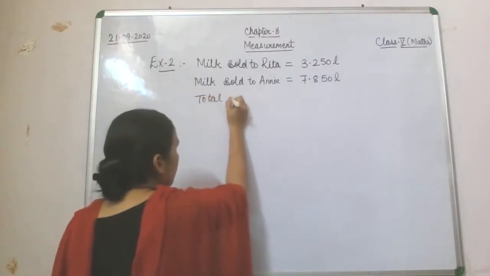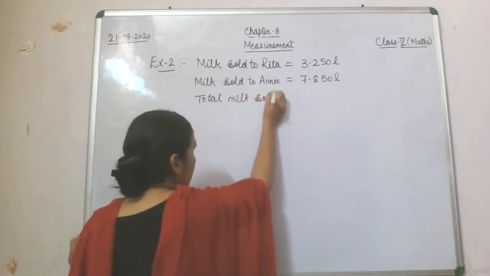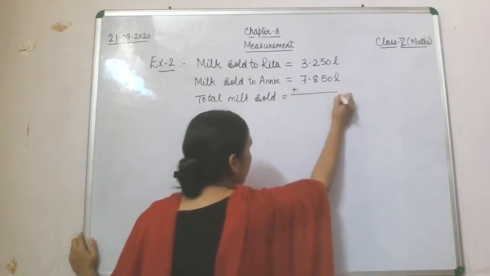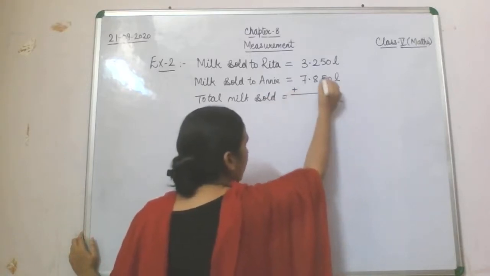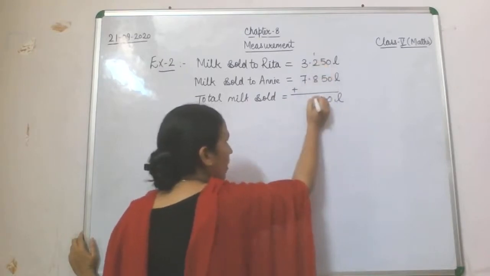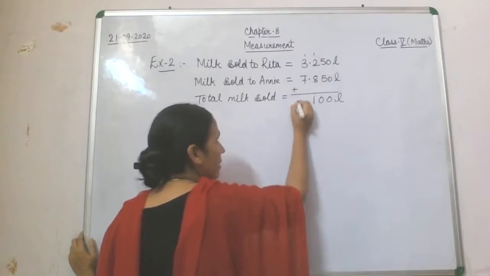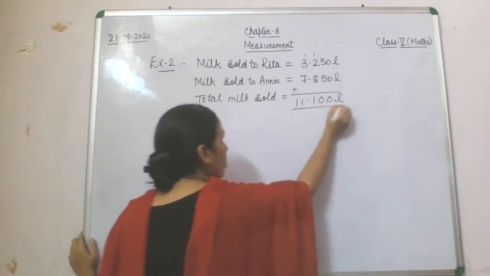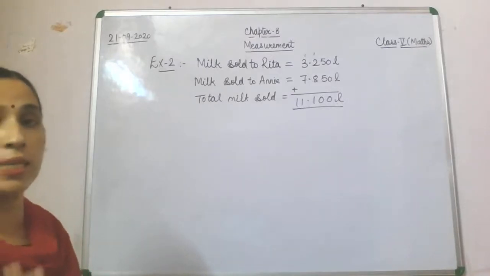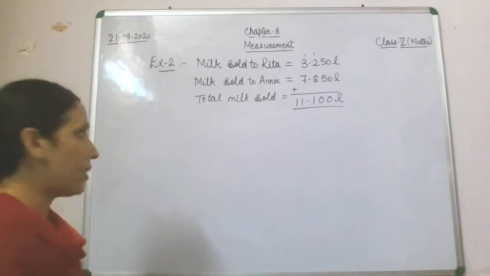Total milk sold. What will you do? You will do addition of this. Fine. Now here 0. 5 plus 5, 10, 8 plus 2, 10, plus 1, 11, and 7 plus 3, 10, and 1, 11. So this much milk, that is 11.100 liter, this much milk was sold by the milkman.